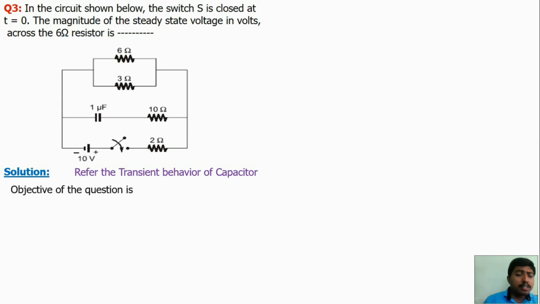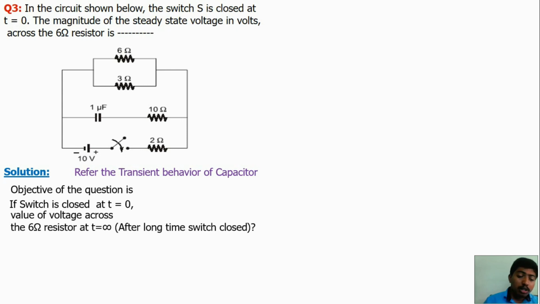The objective of the question is, if the switch S is closed at t is equal to 0, what is the value of the voltage across the 6 ohm resistor at steady state? Steady state means after a long time of the switch being closed. That means t is equal to infinite time. So we have to find the voltage across the 6 ohm resistor at t is equal to infinity, that is, after a long time of the switch being closed. That is steady state.